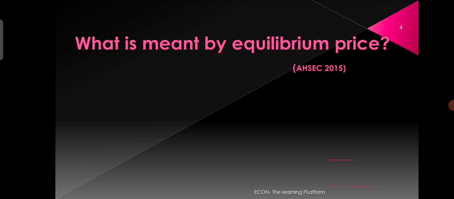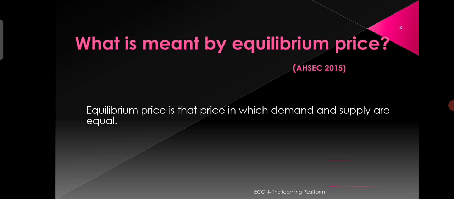The next question is, what is meant by equilibrium price? Now equilibrium is a very important concept. Equilibrium is a balancing situation. Now what is equilibrium price? Equilibrium price is that price at which demand and supply are equal. We know there are two forces in a market. One is demand and another is supply. When these forces are equal, at that point, equilibrium price is determined.